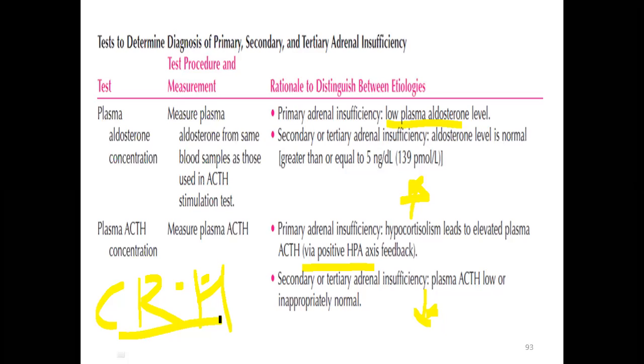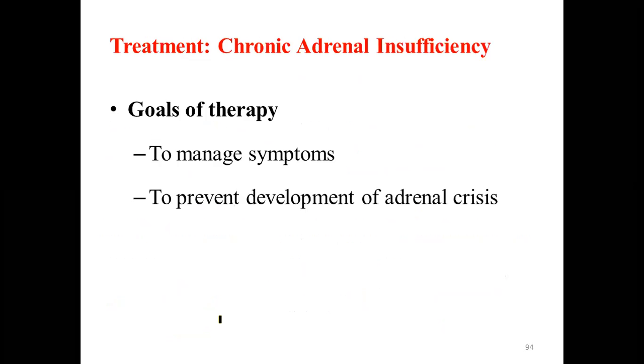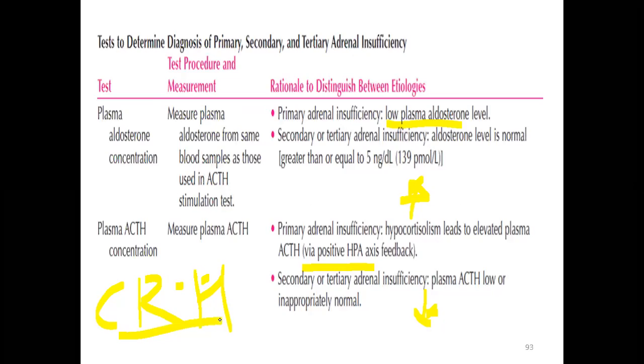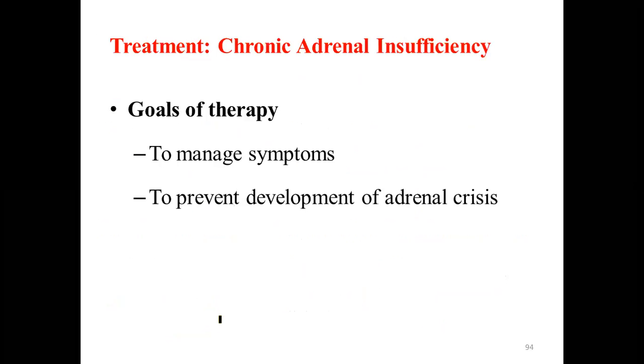But the aldosterone level and plasma ACTH level will tell us to differentiate whether the problem is primary or a secondary or tertiary cause of adrenal insufficiency. Okay, so this is all about the diagnosis, the clinical features, and the overview of adrenal insufficiency. So now, let us see the treatment modalities of adrenal insufficiency.